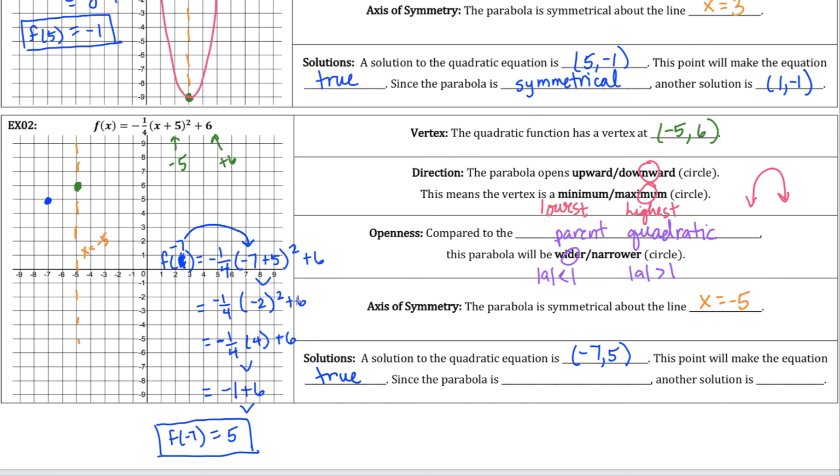And since the parabola is symmetrical, another solution is, well, if that means we're right here, another solution is -3, 5. Cool, and then I will go ahead and draw that in. So this one kind of goes like that. Something like that, right? Cool. And that's it. Thank you.